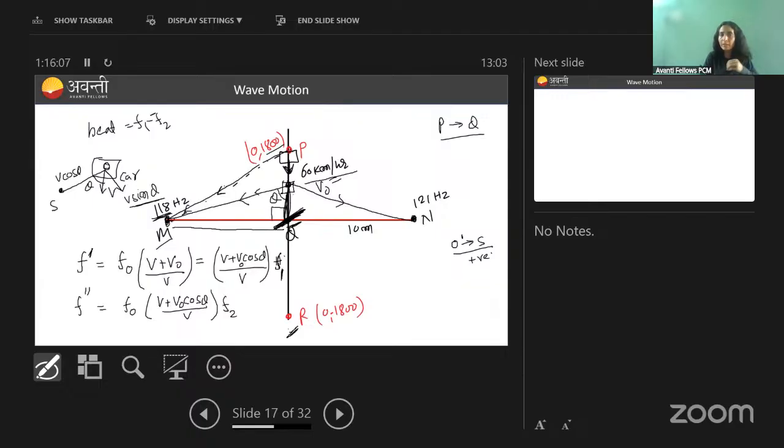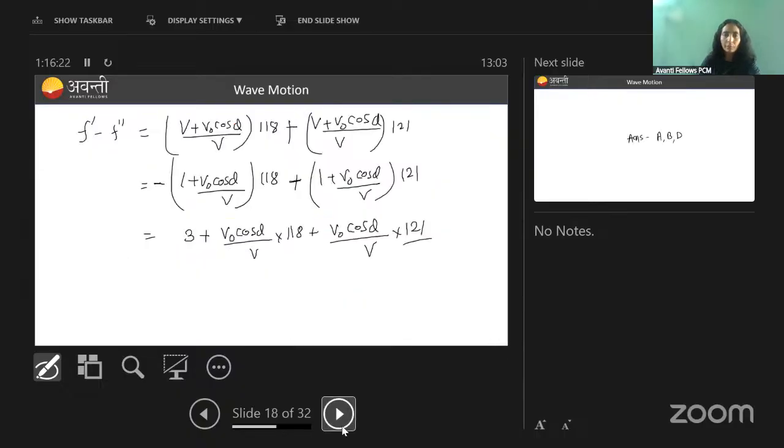As we are moving down, this angle is gradually increasing, as you can see here. Will it be 90 or not? What do you think? Yes. So if you write theta as 90, what will be the value of the beat frequency at point Q? This will become 0, this will become 0. You will be left with only 3. So VQ is equal to 3.